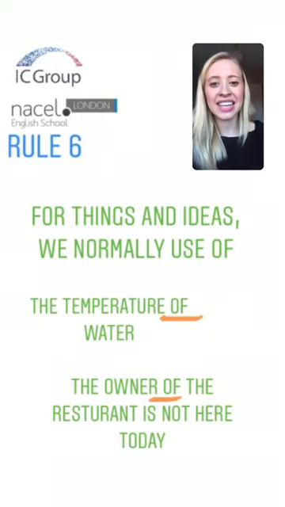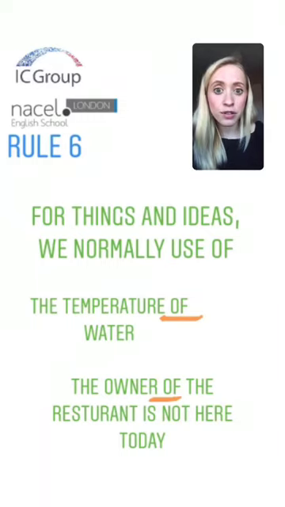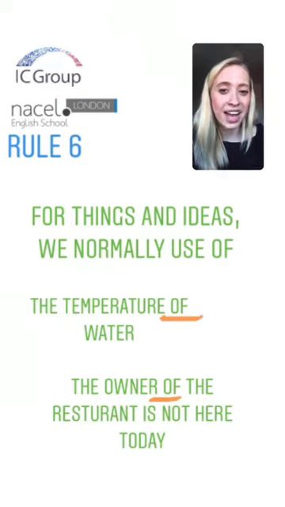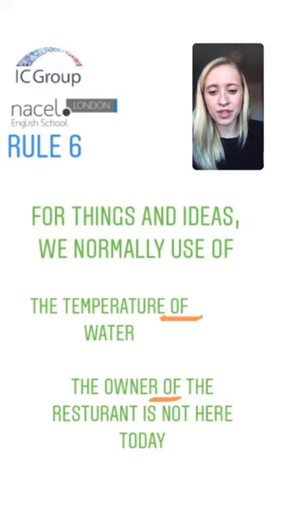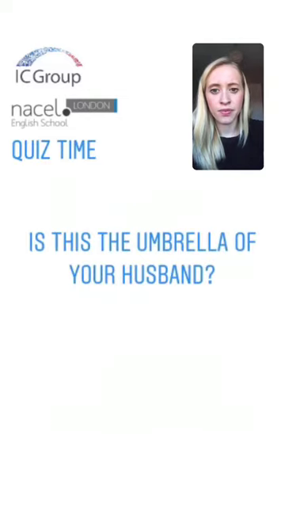Rule number 6 is, instead of using the possessive S, when we are talking about things and ideas, we do use of. Okay, we use the possessive S normally for people or for animals, and we can use of for things and ideas. So the examples I have are the temperature of water and the owner of the restaurant is not here. Okay, we've used of here to talk about things or ideas. Okay, moving on.